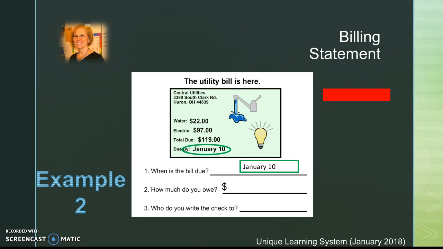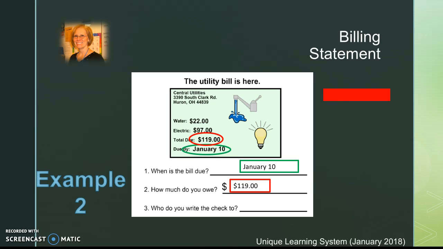How much do you owe? Point to the total due. If you pointed to $119, you are correct. If not, find $119 and point to the information. Circle the amount using your red pencil. Now answer question 2 by writing the amount in red.